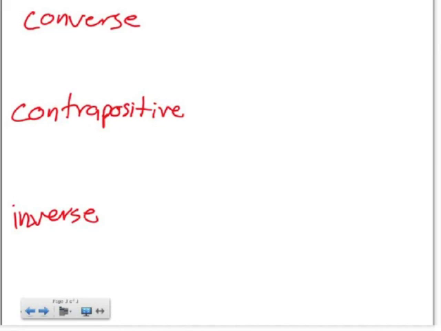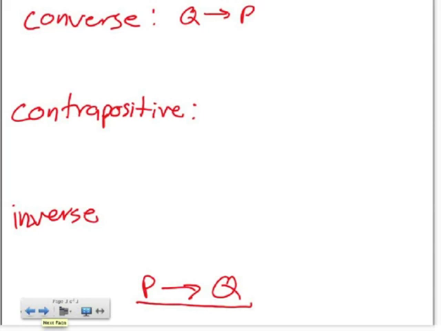Now we're going to talk about three very important concepts when it comes to conditional statements. We have the converse of a statement, which, assuming the original statement is if P, then Q, is if Q, then P. The contrapositive of if P, then Q is not Q implies not P. And finally, the inverse of if P, then Q is not P implies not Q.